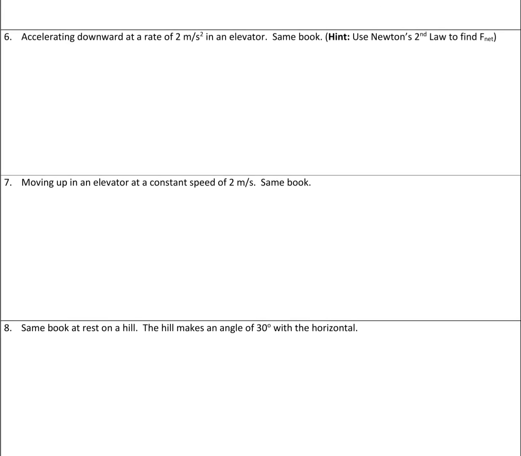Number 6, similar, but it says you're accelerating downward at a rate of 2 meters per second squared. So here you draw your free body diagram. You got Fg, and if you're accelerating downward, your net force is down. So that means what happened to your normal force? Should the normal force be greater than, less than, or equal to the weight? That's right. If your net force is down, that means your weight must be greater than the normal force, or the normal force is less than the weight.